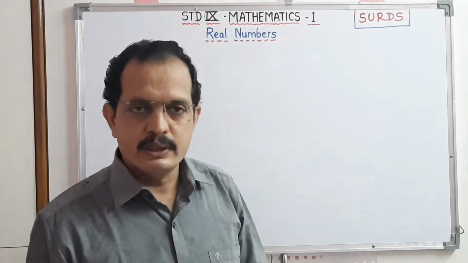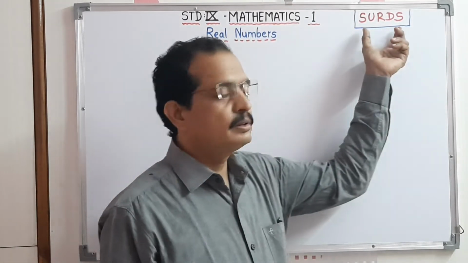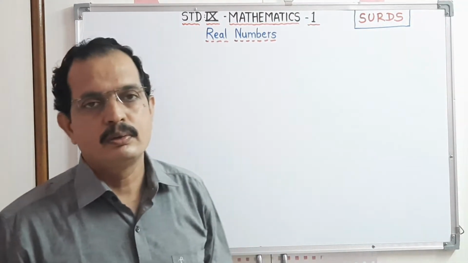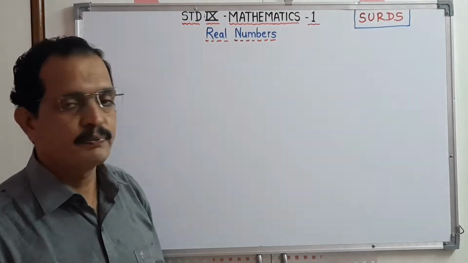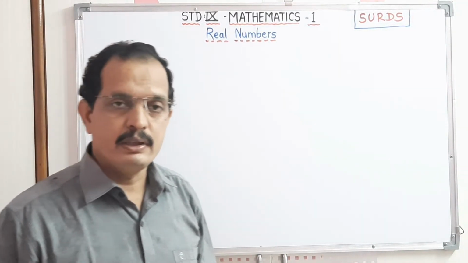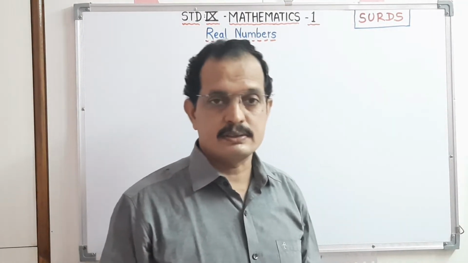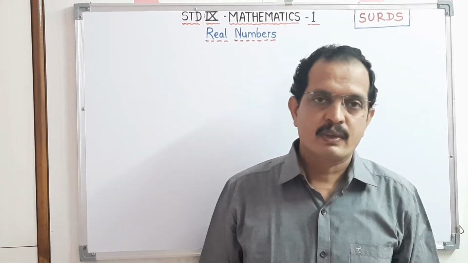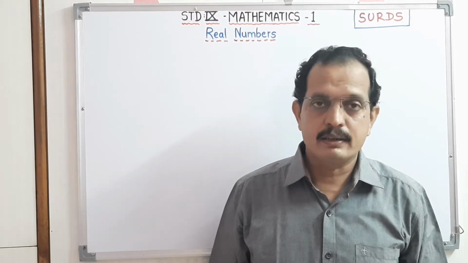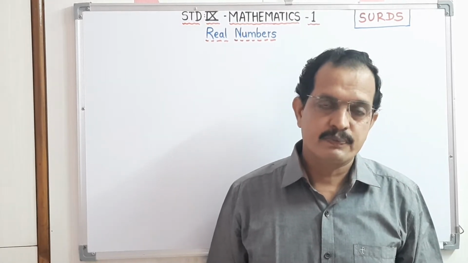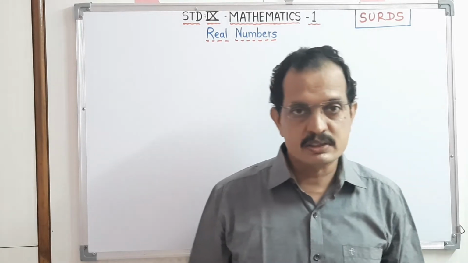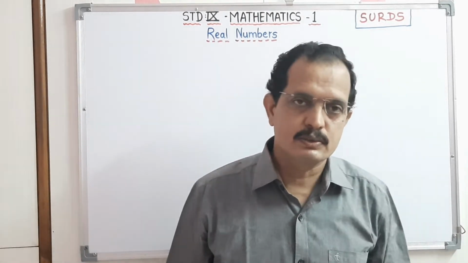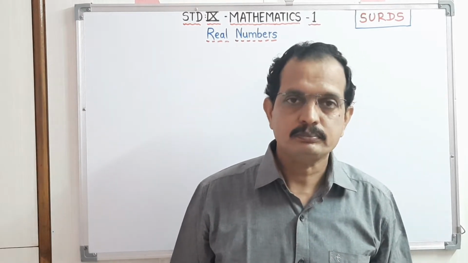Now today's topic is surds. In today's lecture we have to learn what surds are and various processes on surds, like writing the surds in a simple form. Then what are like surds and unlike surds, and then the order relation between the surds. Such basic concepts about surds we have to learn today.